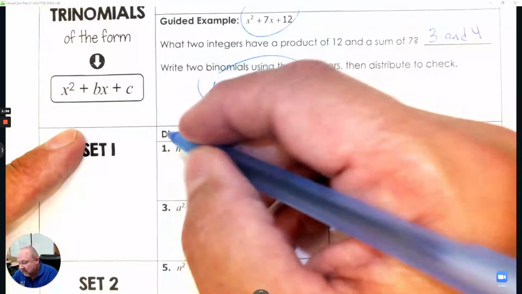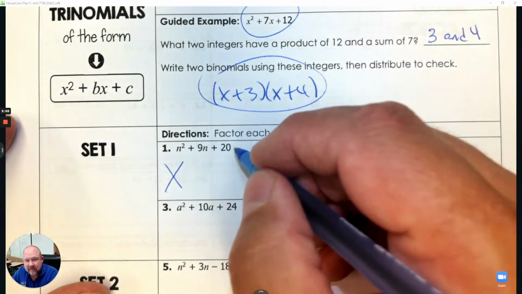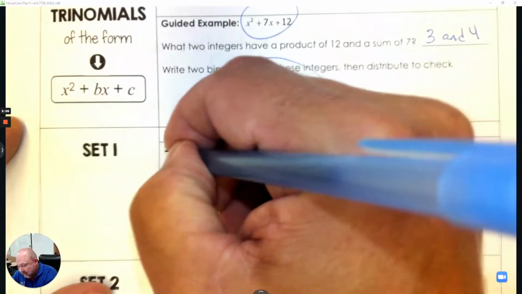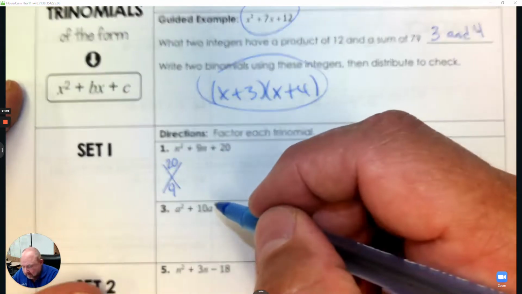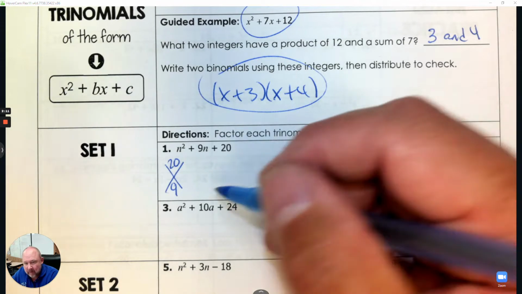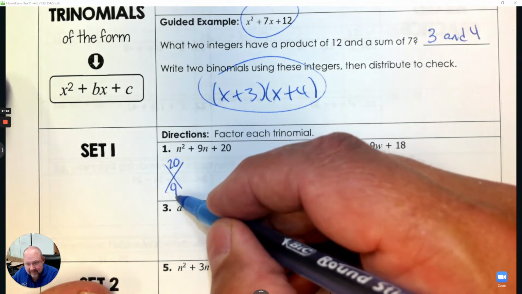All right, to do this, we're going to organize it. We're going to draw a little x and put the large number, the c number, on top, and the b value, the number in the middle, on the bottom. And then we're going to think what two numbers multiply to 20 and the same two numbers add to 9.